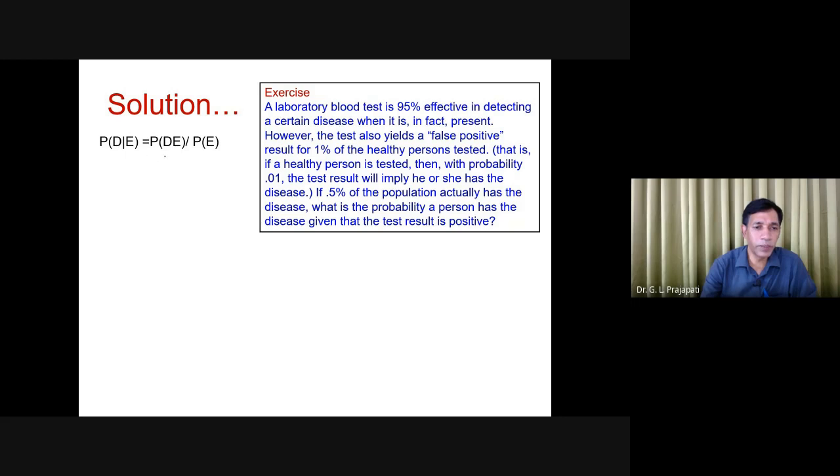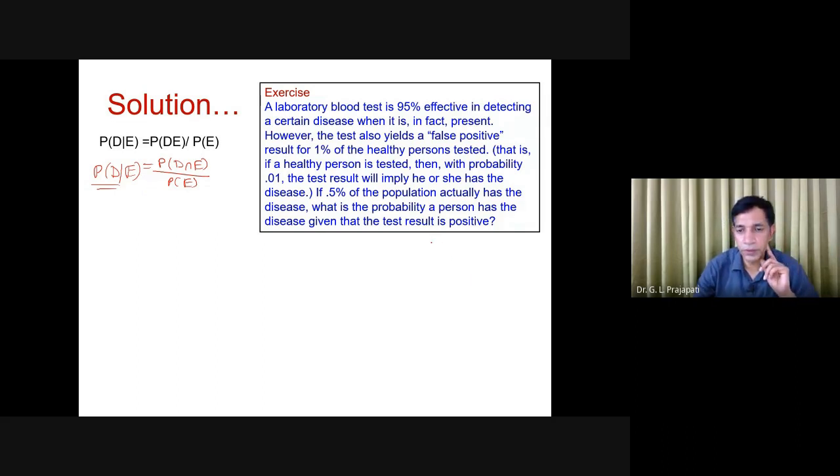DE means this is the joint probability, you can say. This means P(D and E) divided by the probability for E. And this is the probability for D given E. We are interested in this. Now here you have the sample space.